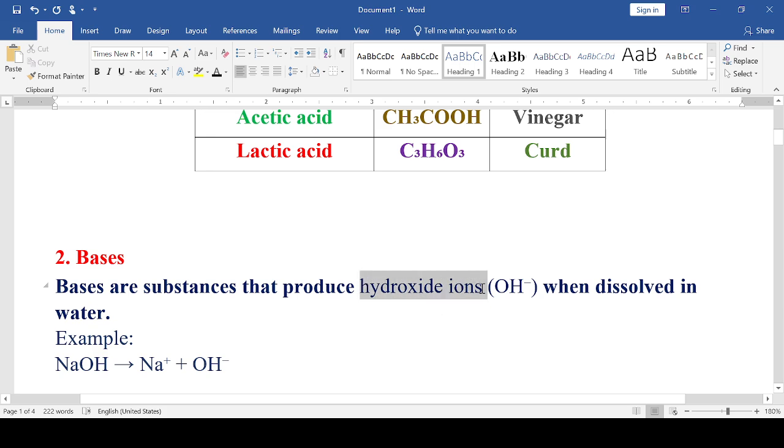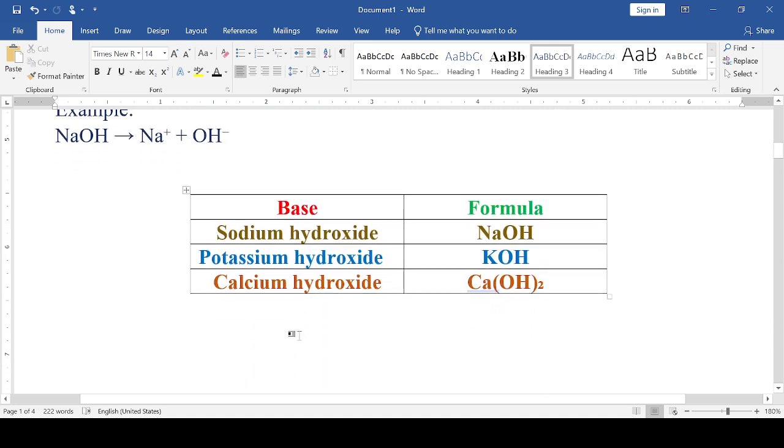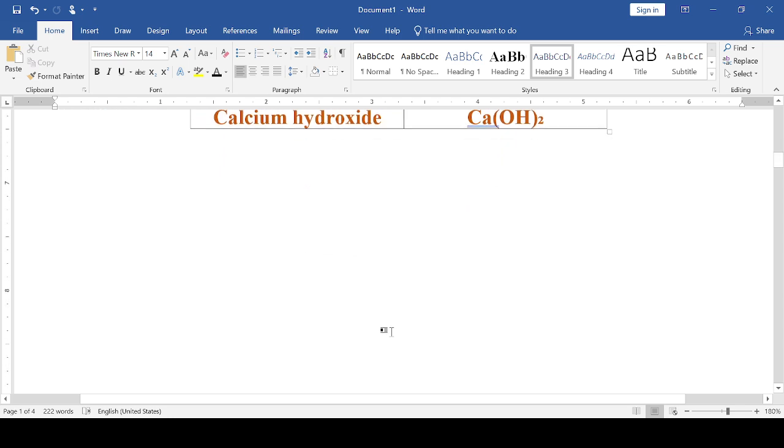Now what about the bases? If a substance produces OH minus ions, hydroxide ions, when dissolved in water, then it is called a base. I repeat, if a substance dissolved in water produces OH minus ions, it is called a base. Different bases and their names: sodium hydroxide NaOH, potassium hydroxide KOH, calcium hydroxide Ca(OH)2.